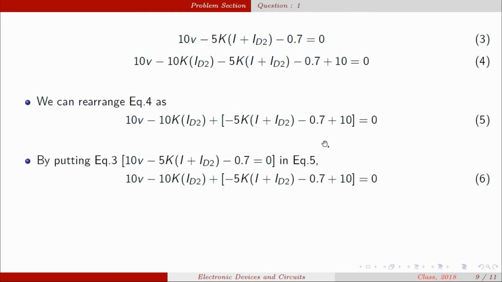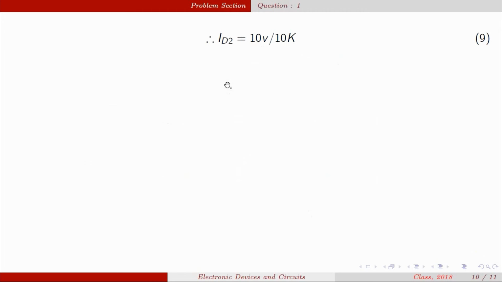We will get minus 10k into ID2 plus 0 equal to 0. Now taking this to the other side of the equal sign, we get 10 equal to 10k into ID2. Therefore ID2 is equal to 10 volt divided by 10k. The answer is 1 milliampere. We have got the value of ID2 as 1 milliampere.